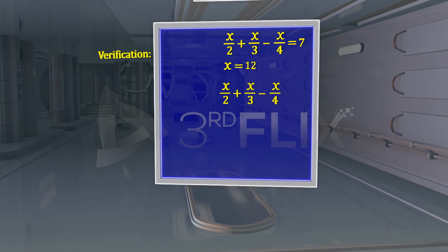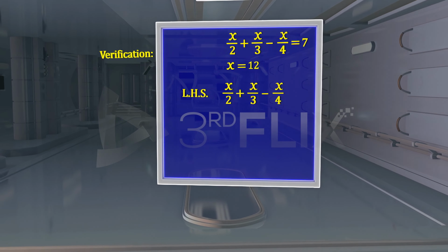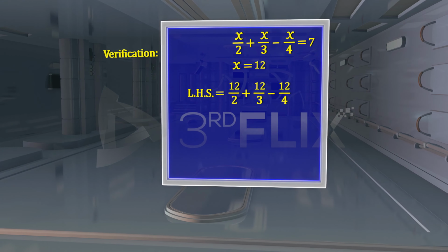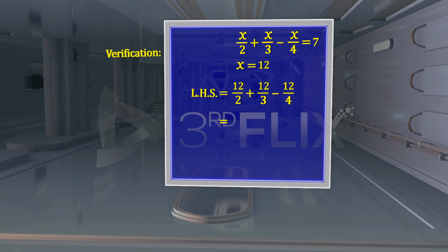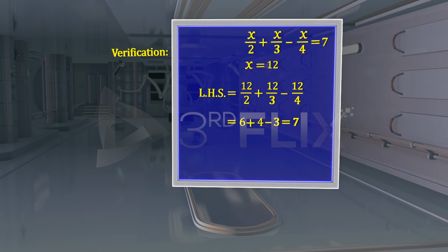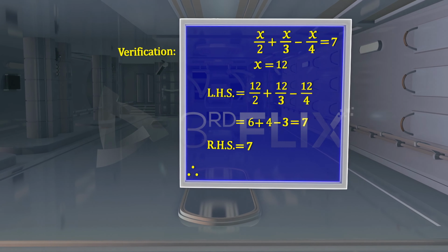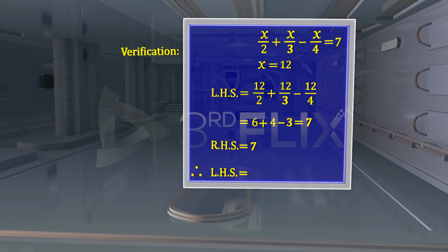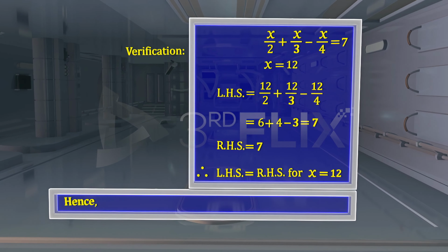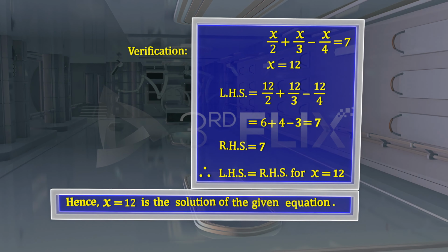Verification. Substituting x = 12 in the given equation, we get LHS = 12/2 + 12/3 - 12/4 = 6 + 4 - 3 = 7. And RHS = 7. Therefore, LHS = RHS for x = 12. Hence, x = 12 is the solution of the given equation.